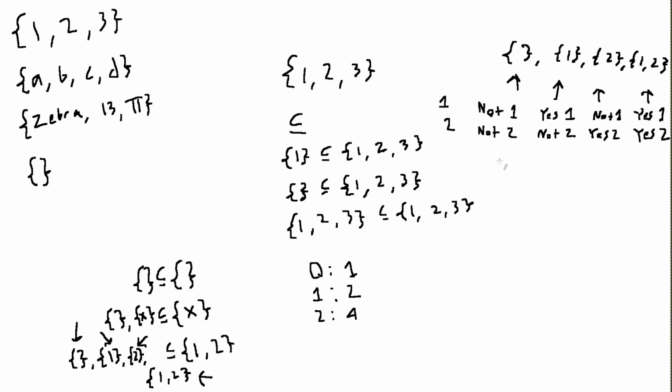So what if, instead of not, we wrote 0, and instead of yes, we wrote 1? Well then, this first subset could be represented by 0, 0 in binary, right? The second one could be 1, 0, because it includes 1 and doesn't include 2. The first digit refers to 1, the second digit refers to 2. This one we could write as 0, 1, and this one we could write as 1, 1.